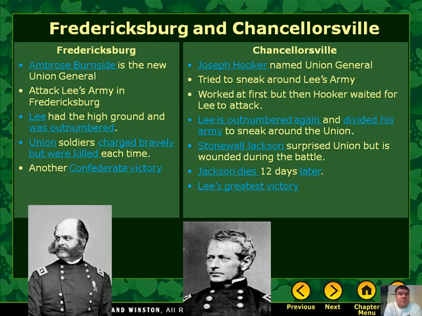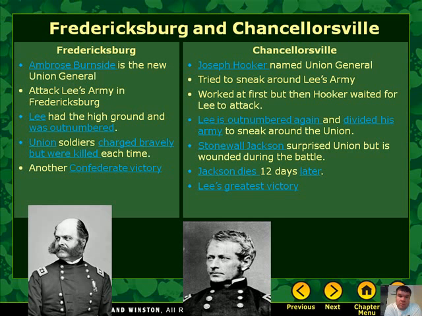Well, this goes on for about a month. Lincoln actually travels out to the Antietam battlefield and visits with McClellan in his tent. McClellan promises President Lincoln that he's going to move, and then Lincoln gets back to Washington and finds out that McClellan still hasn't moved. So Lincoln fires McClellan and replaces him with Ambrose Burnside, who becomes the new Union general. His plan is to attack Lee's army, which is sitting in the town of Fredericksburg, Virginia.